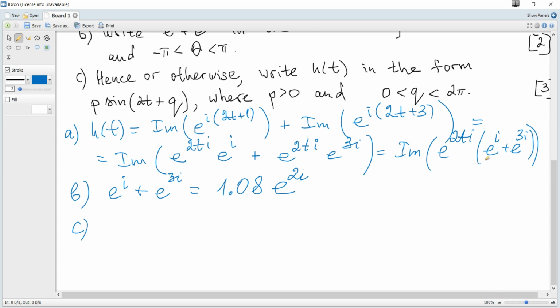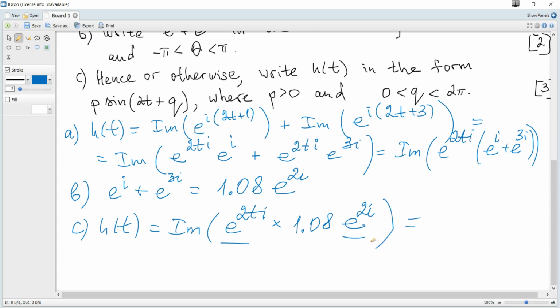Hence, question C: write h of t in the form. So we continue. h of t is this, which is calculated and equal to this, so it becomes the imaginary part of e to the power of 2ti multiplied by 1.08 times e to the power of 2i, and again it's a product of two powers, so it is equal to the imaginary part of 1.08 times e to the power of 2ti plus 2i, and it's clear that it's 2t plus 2 multiplied by i.